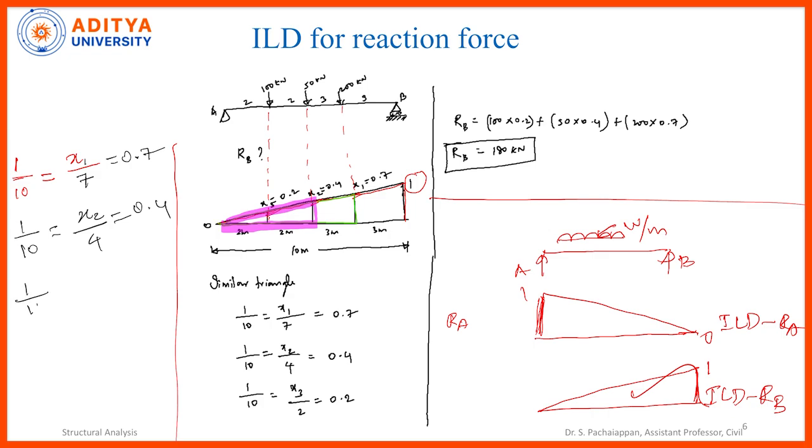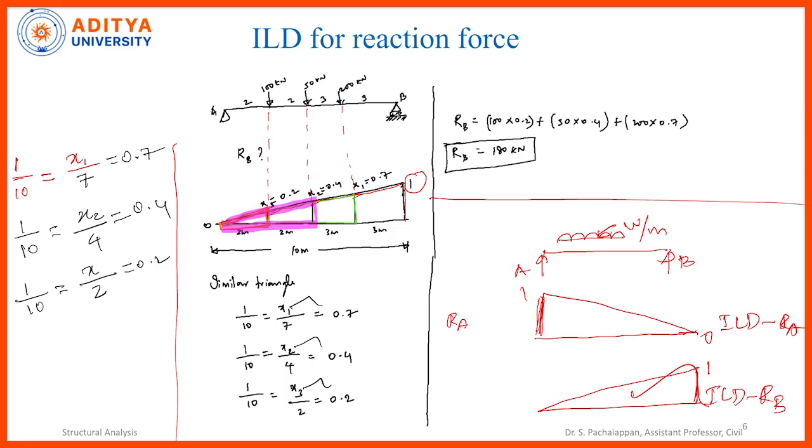Similarly, 1 by 10, x3 by... for example, this is x3. Now, for the x3 triangle, let us draw in a different color once again. Let us take orange. So, this is the x3 triangle, marked in orange color. The base of the triangle is just 2 meters. So, I am getting 0.2. So, I got the value of x1, x2 and x3.